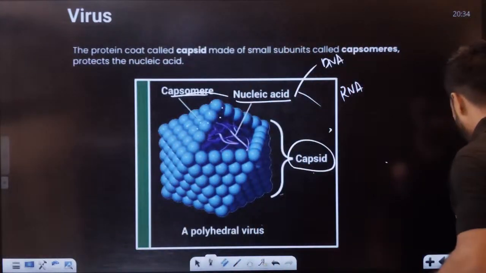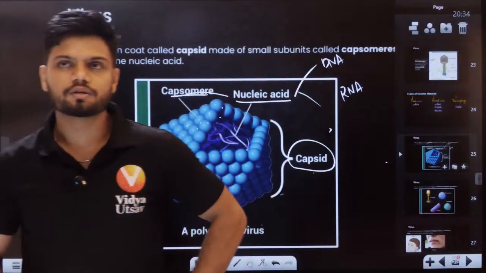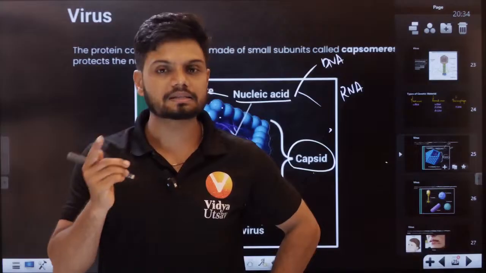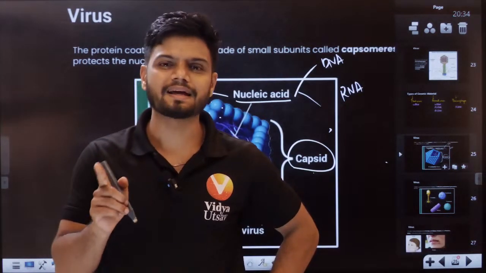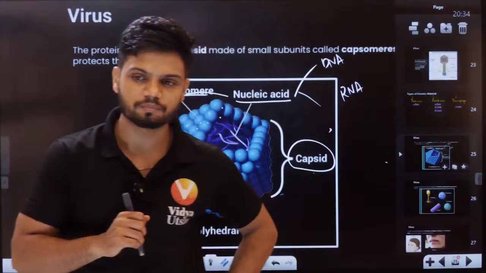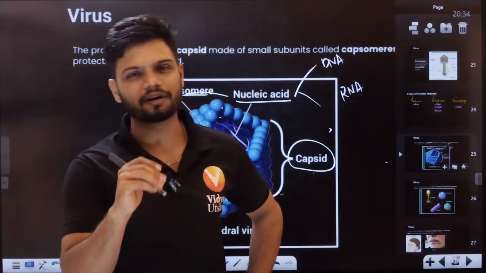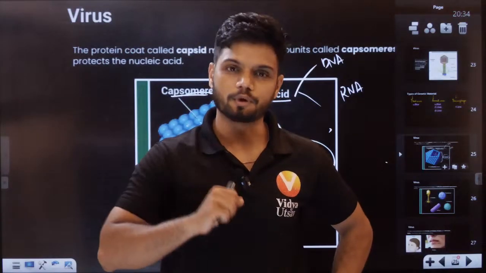Capsomere and capsid. Students, tomorrow we'll have normal class only. I think Thursday class I have to take a little early. Friday class also I have to take early because Friday I have a NEET class. I have a paid batch also. So Friday class I'll try to keep a little early, let's say around 5 o'clock or 6 o'clock, because at 8 o'clock I have a class on human reproduction.